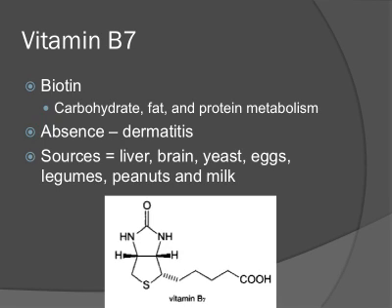Vitamin B7 is called biotin, and this again helps in our metabolism of carbohydrates, fats, and proteins. If we have an absence of this, we are going to see dermatitis. That's really the only main effect of it, though there are several other side effects, I'm sure. This isn't found in as much as the other ones were, but again, you don't need a lot of it. It is found in liver, brain, yeast, eggs, legumes, peanuts, and milk.